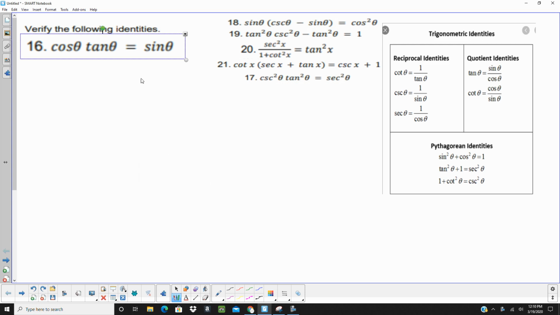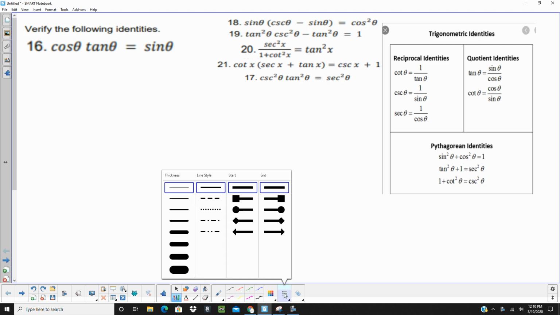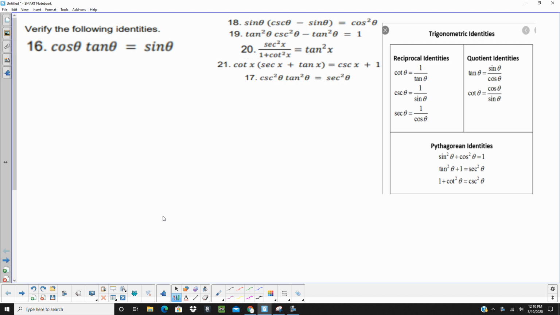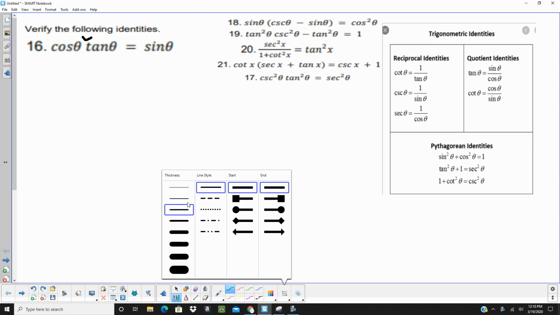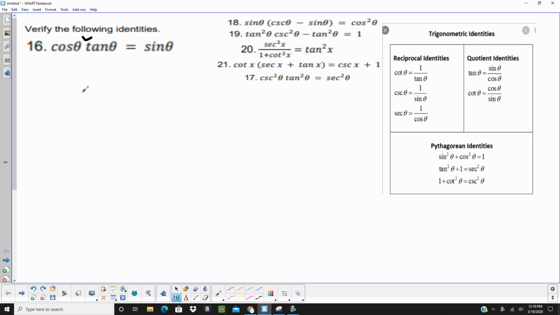All right, we are going to go ahead and verify the following trig identities. And remember, when you are verifying, you are only working with one side of the equation. You leave the other side alone. Always try and pick the side that's a little bit more complicated. So in this case, it looks like the cosine theta tangent theta is a little bit more complicated. It's got more going on.